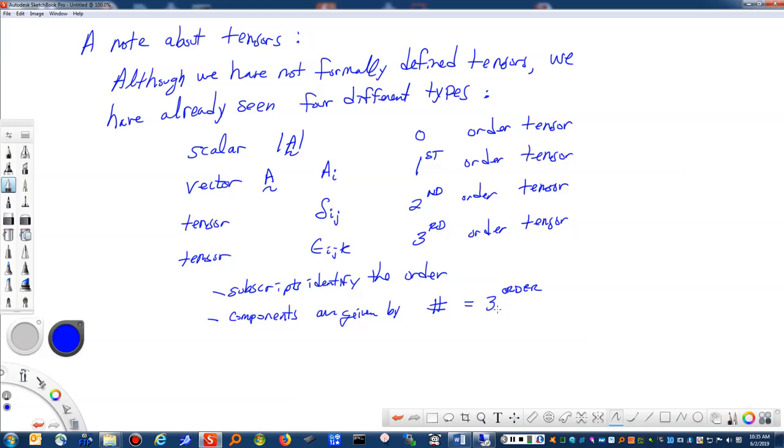So a scalar is only one number. 3 to the 0 is 1. A vector has 3 components. 3 to the first power is 3. Second order tensor has 9 components, 3 to the second power. A third order tensor then has 27 components. And we will actually go up to fourth order in this class. We will look at something called the Elasticity Tensor. And so that would have 3 to the fourth power. In general, that would have 81 components. Okay, so there's a lot of things to keep track of. Our index notation will make life so much easier working with all these different components.